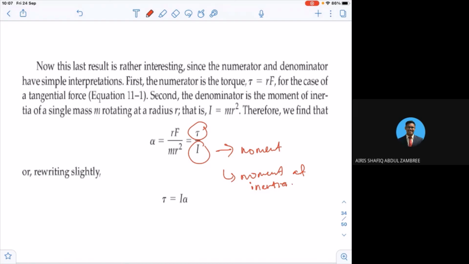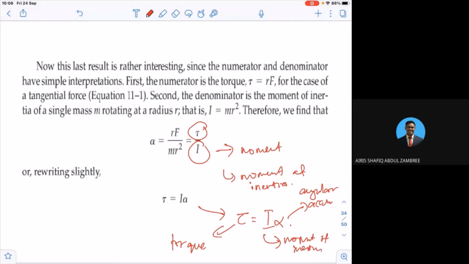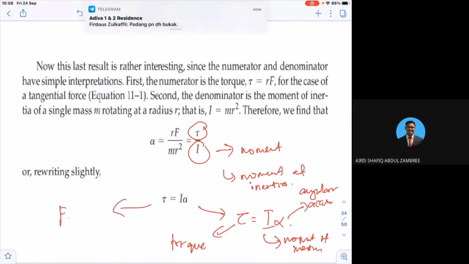Therefore, we can form one equation that involves torque and alpha: torque equals I alpha, where this is torque, this one is angular acceleration, and I is the moment of inertia. So torque equals I alpha. If you compare these, it is actually the same as F equals ma.